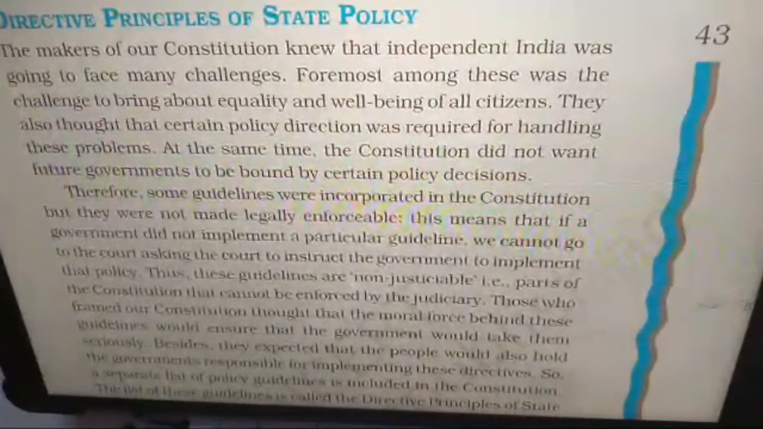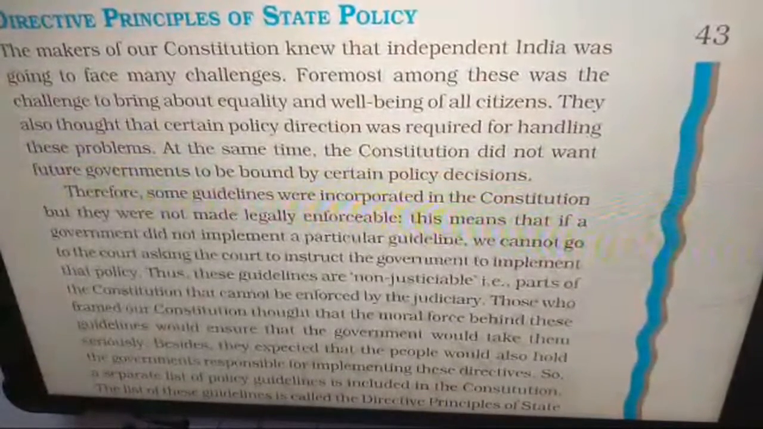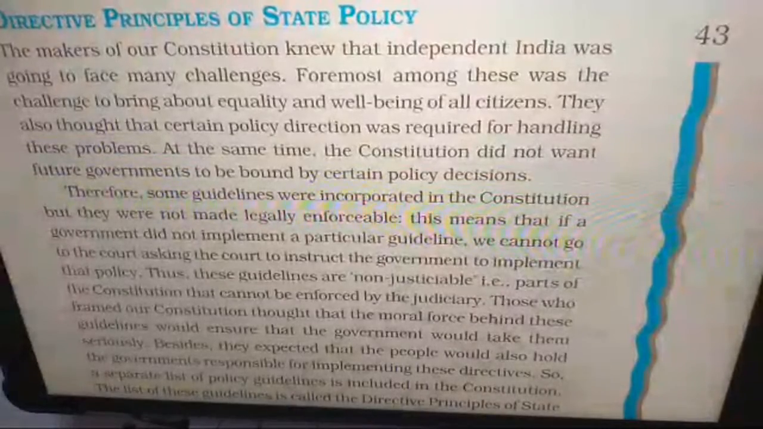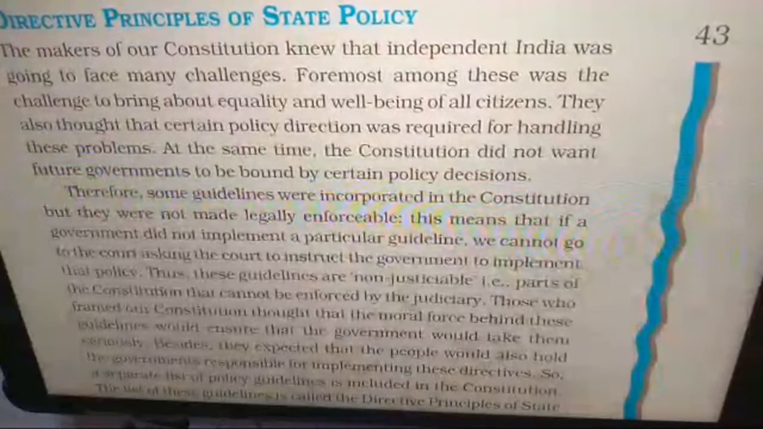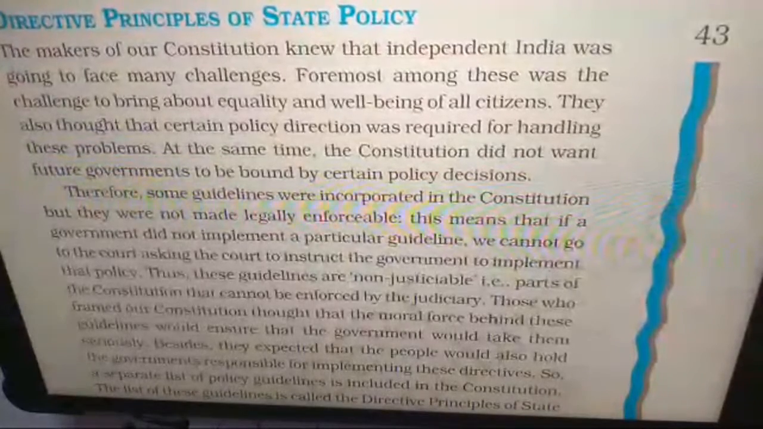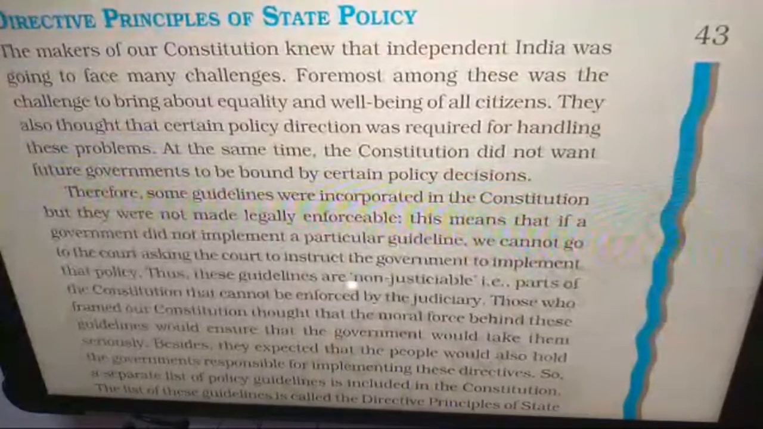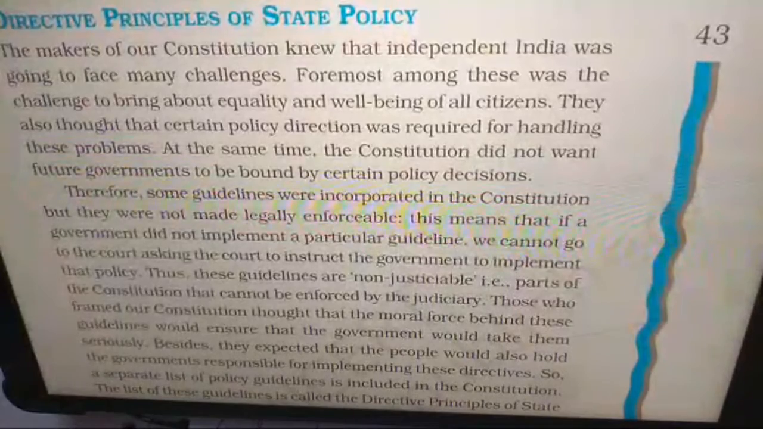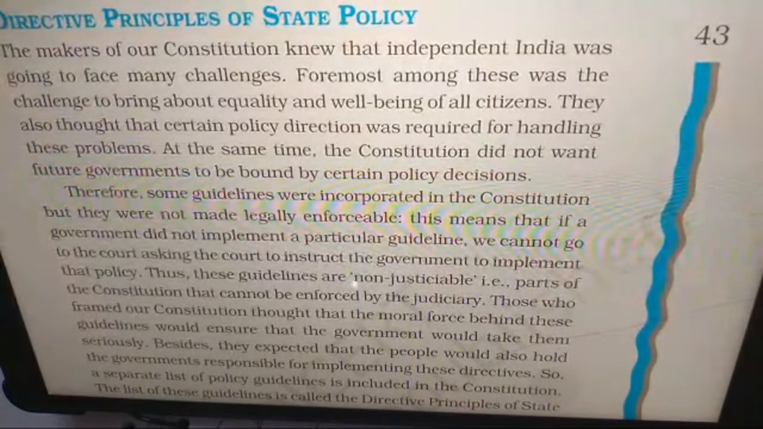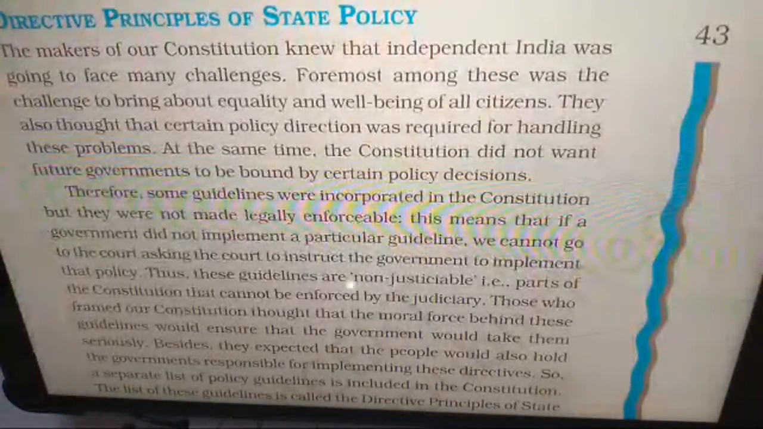Directive principles of state policy. The makers of our constitution knew that independent India was going to face many challenges, foremost among these was the challenge to bring about equality and well-being of all citizens. They also found that certain policy direction was required for handling these problems. At the same time, the Constitution did not allow the future governments to be bound by certain policy decisions.